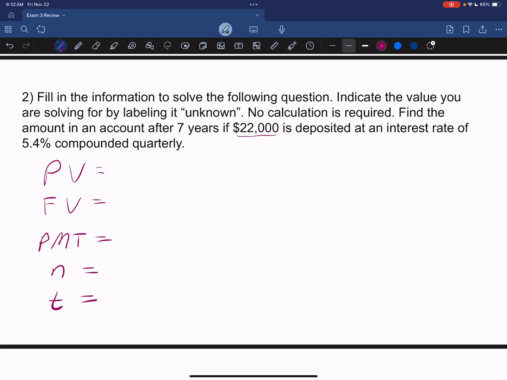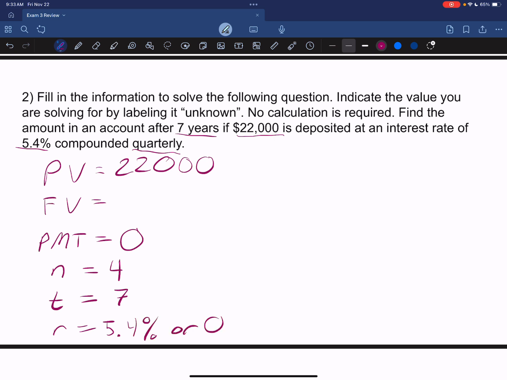So we're going to deposit $22,000, so that's our present value. We don't have any payments. There's nothing about payments, so payments would just be 0. Our N is our compounding periods. We're compounding quarterly, so N will be 4. And then our time is 7 years. And then our rate is 5.4%. You can answer that as 5.4%, or you can put 0.054. Whichever one you like more, that's fine with me.